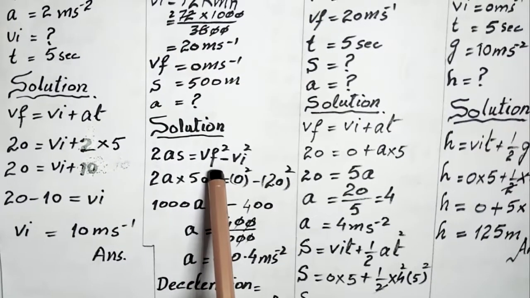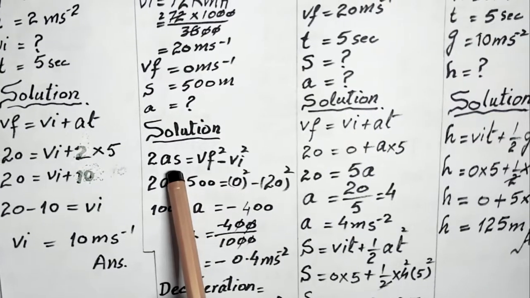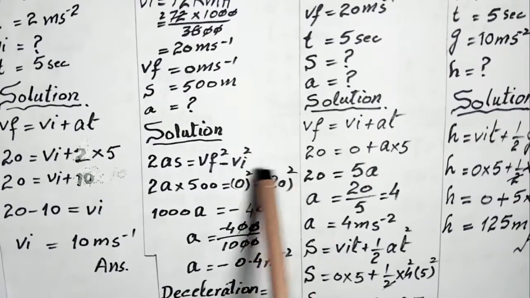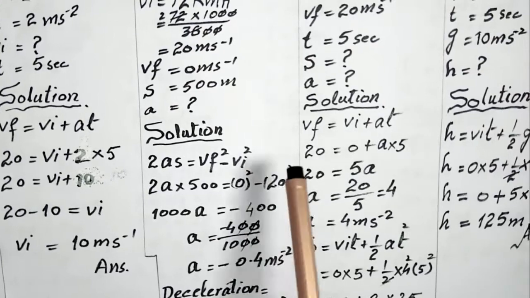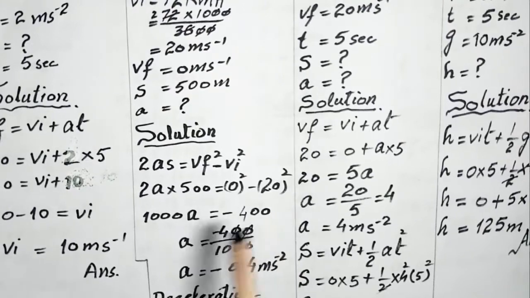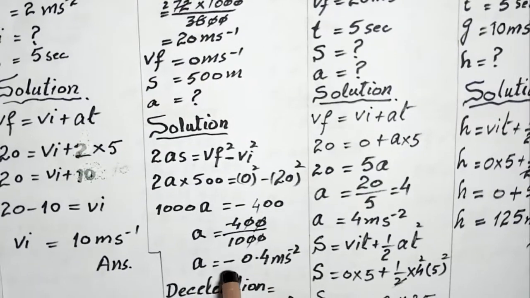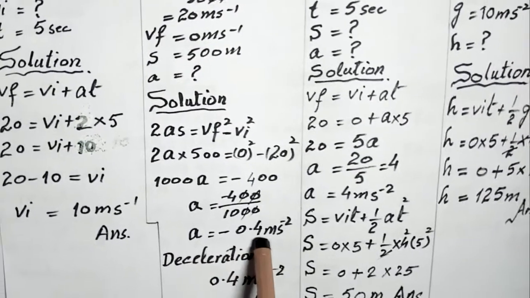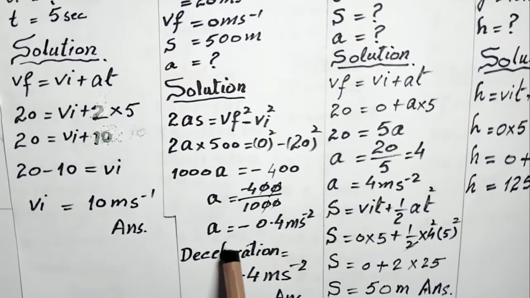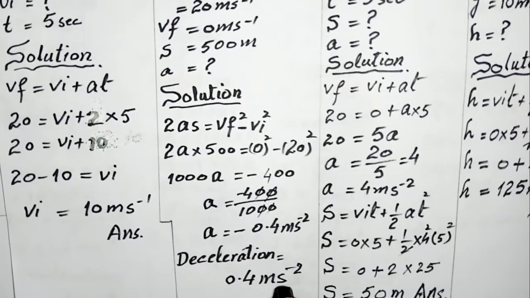2as is equal to Vf square minus Vi square. 2a multiply, instead of s you will write 500, and Vf 0 and Vi 20 square. So it comes 1000 A is equal to minus 400, and A is equal to minus 400 upon 1000. It comes minus 0.4 meter per second square. If you will write deceleration, then there is no need for negative sign. It comes 0.4 meter per second square.